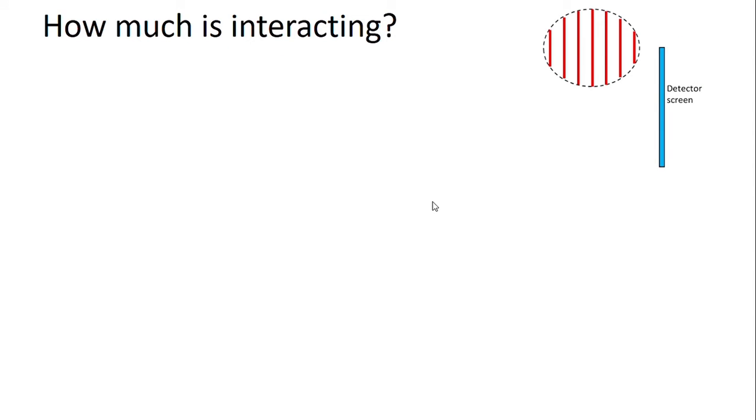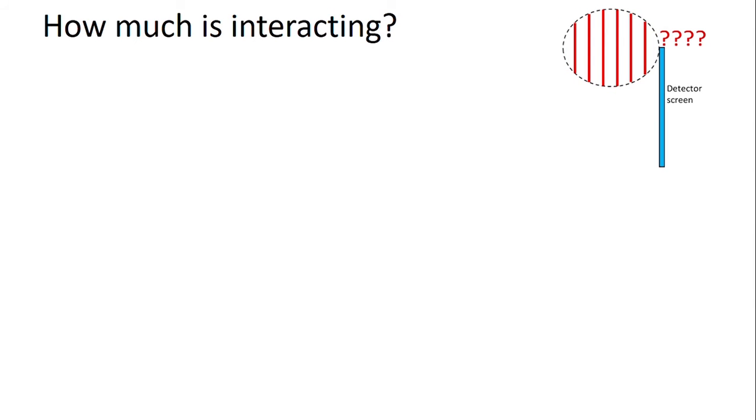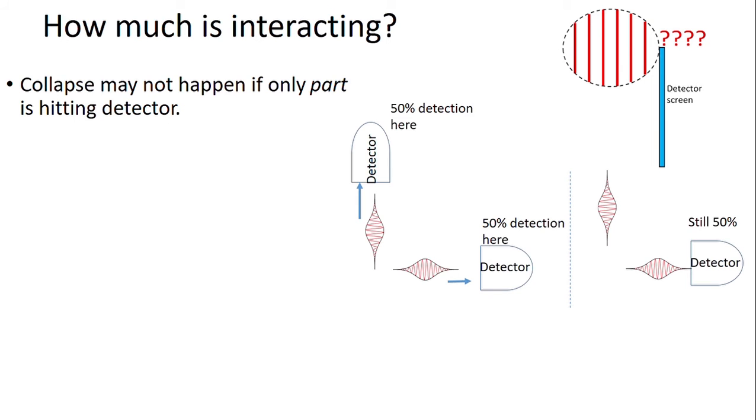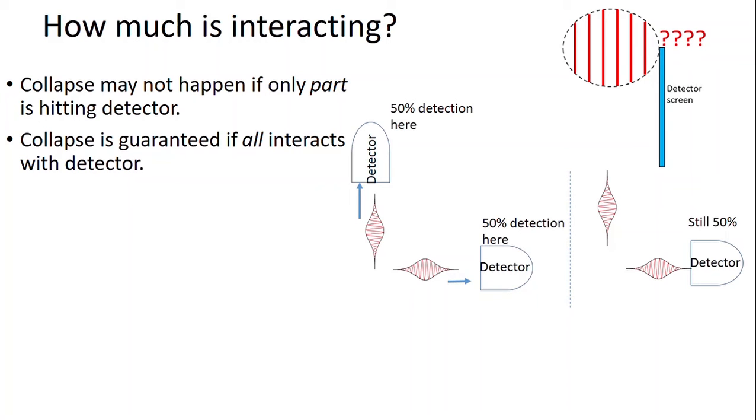But this is not the whole story of the Born rule. The question you can ask is, what happens if only half of a wave packet hits a detector screen? What's going to happen? Well, half the time you're going to get a detection, and half the time you're not going to get a detection. So if only part of a wave packet is hitting a detector, you may not get a detection. But if all of the wave packet is hitting a detector, then detection is guaranteed.